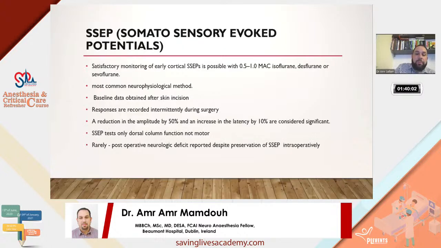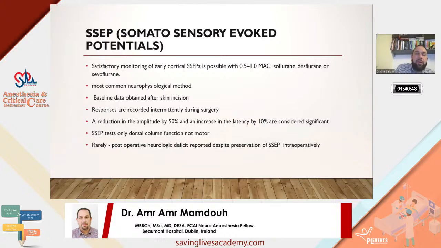And if we're gonna talk about the somatosensory evoked potential, the goal of the whole intraoperative neuromonitoring is to identify disruption in the nerve signals quickly so that surgical adjustment can be made before the spinal column configuration is set. Specialized spinal cord function monitoring can be achieved by measuring evoked potentials. One of them is somatosensory. And satisfactory monitoring of these is possible still with a MAC between 0.5 and 1 of isoflurane, desflurane, or sevoflurane, which is the most common method to use.